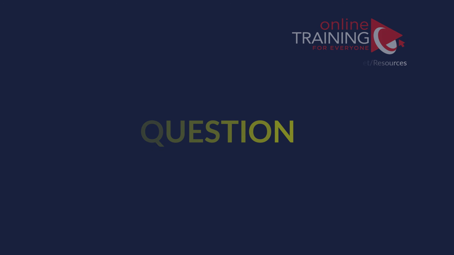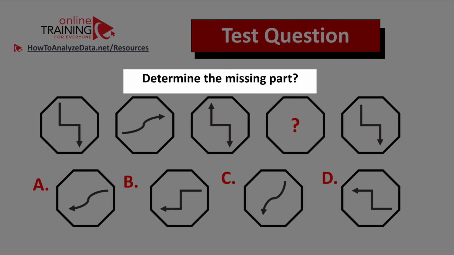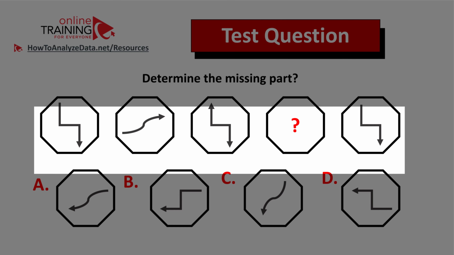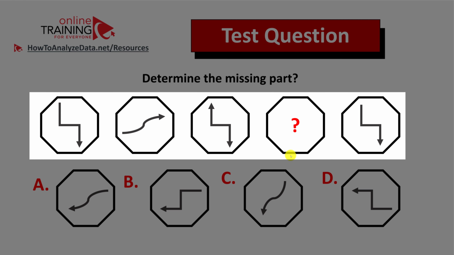Let's look at the interesting question you might frequently see on the test. Determine the missing part. You're presented with 5 hexagons that contain different types of arrows inside, and one arrow is missing, and you have 4 different choices presented at the bottom of the screen. Choice A, B, C, and D. Do you see the right fit for the missing part on the top?